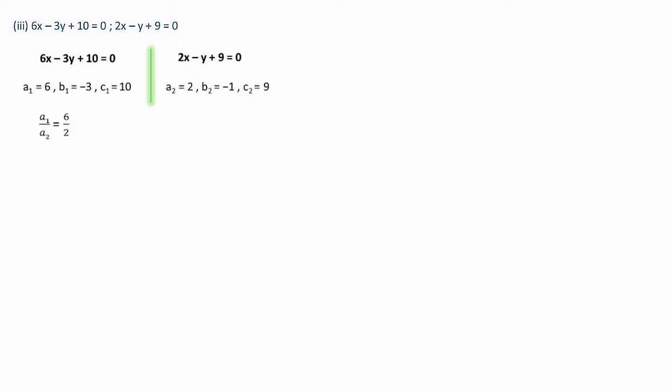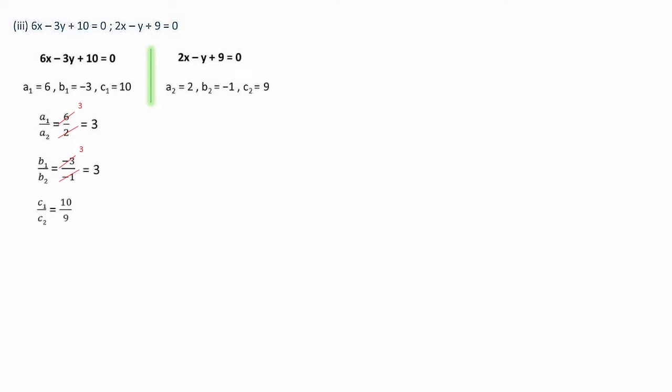Let's calculate the ratios. a1 by a2 is 6 divided by 2. When we cancel we will get 3. So the answer is 3. Next is b1 by b2. b1 is minus 3, b2 is minus 1. Here also when we cancel, the minus signs cancel, and we will get 3.